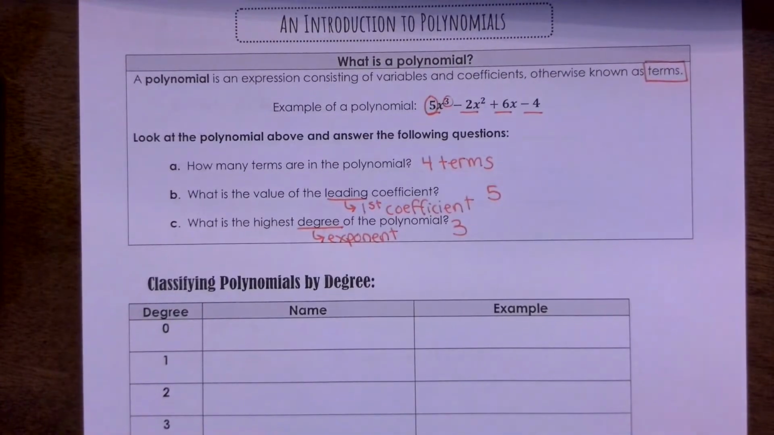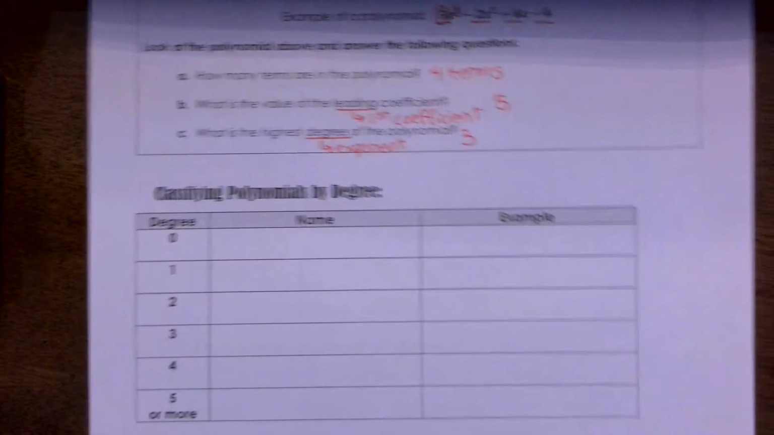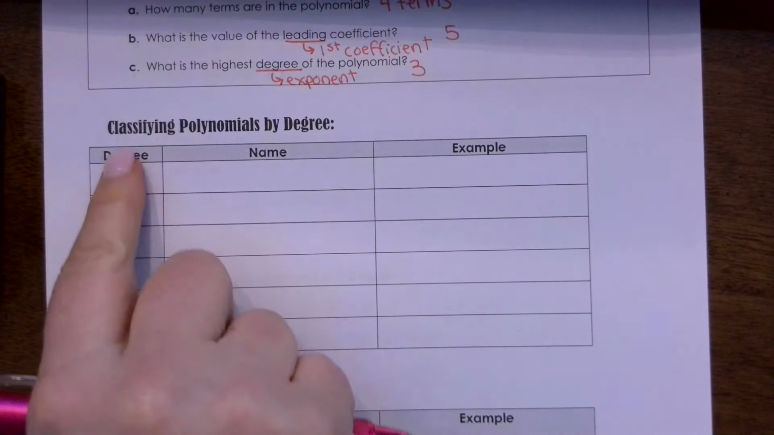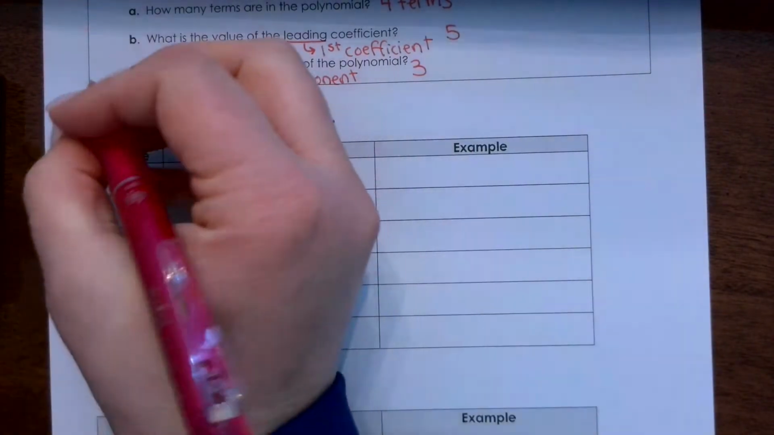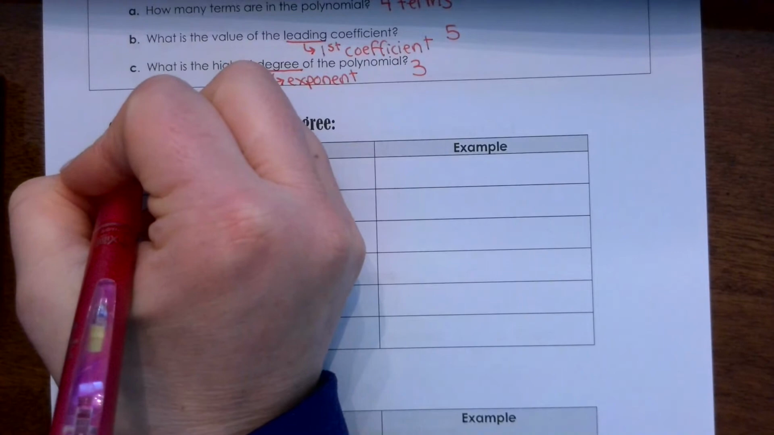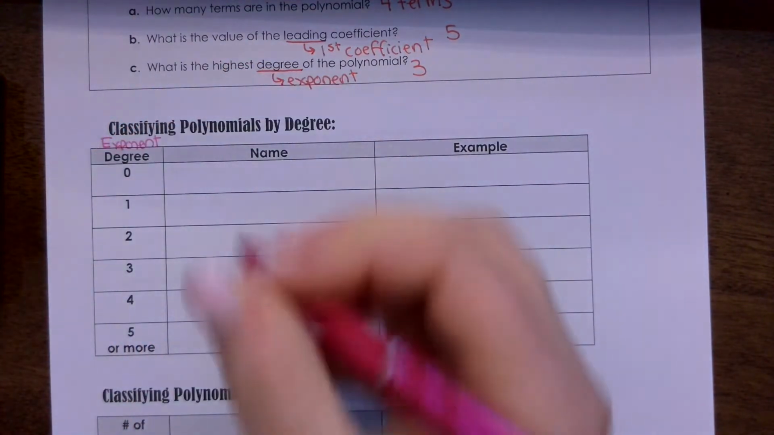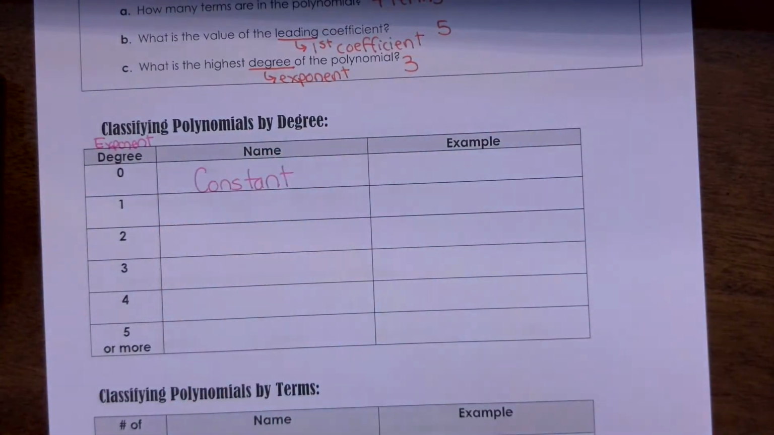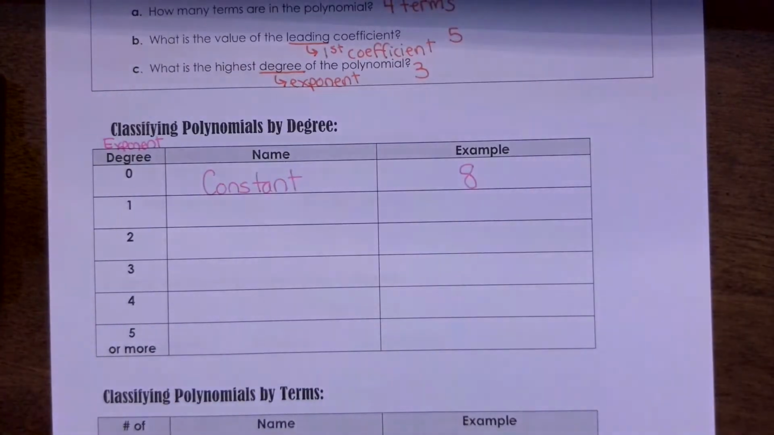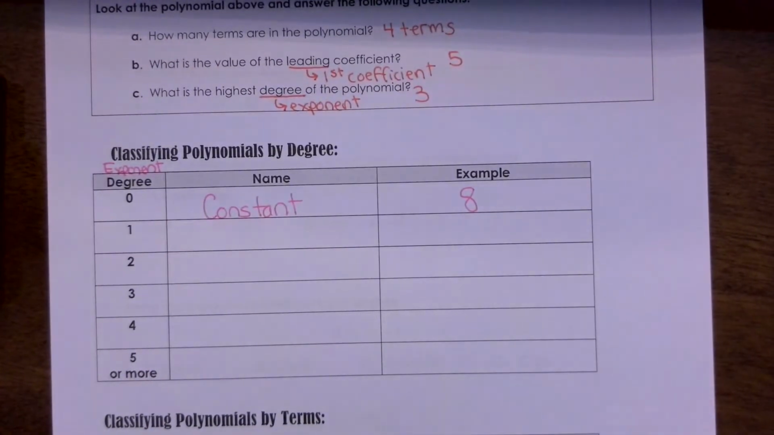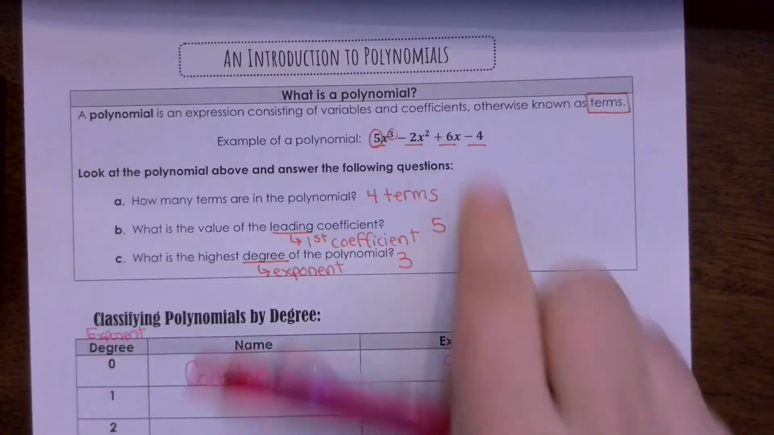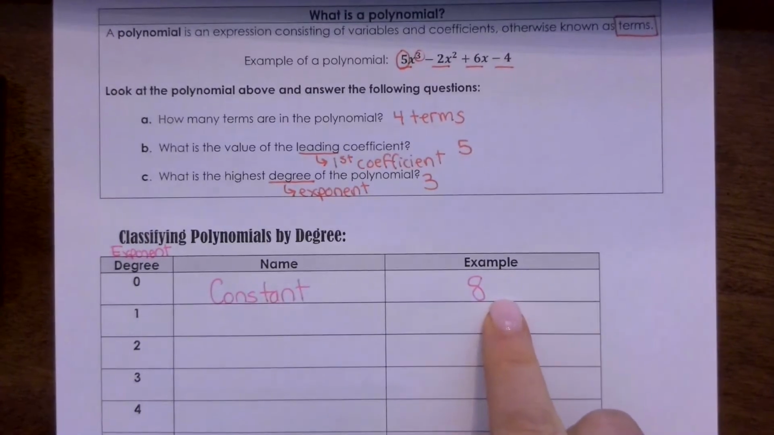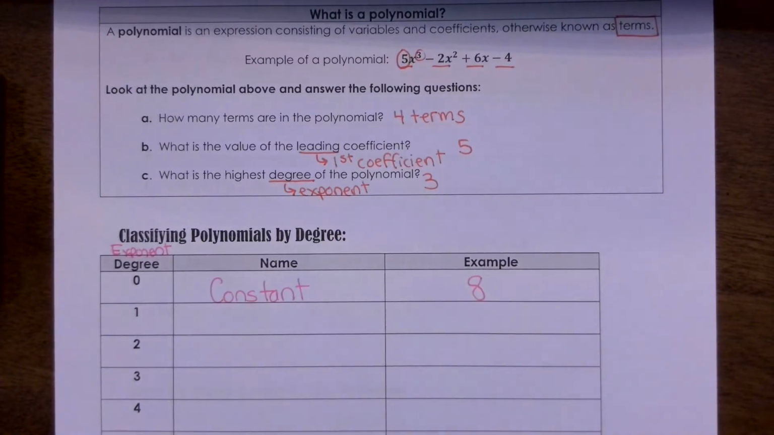Let's break this down a little. We can classify polynomials by degrees and terms. When I classify polynomials by degrees, I'm talking about the exponents. So remember, this is by the exponents. An exponent of 0 is represented by a constant. For example, 8. 8 is a constant. That is an exponent of 0. And think about it. Any variable to the power of 0 is 1. So if I had 8x to the 0, that would be 8 times 1, which is just 8.